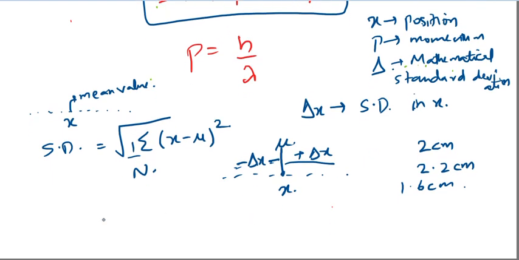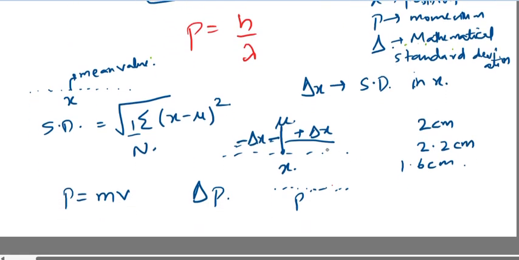Then you are also calculating standard deviation in momentum, the good old momentum we know, mass times velocity from Newton's law. So there is a range of values in p, right? And then you are calculating standard deviation in those values, similar to this expression.